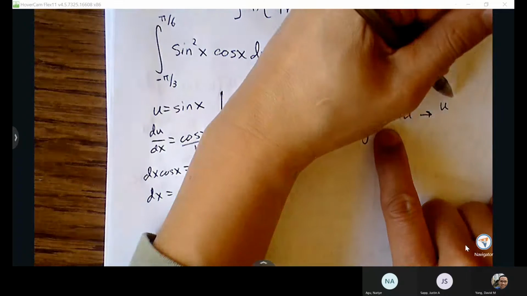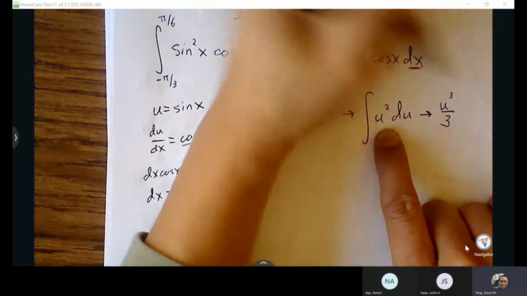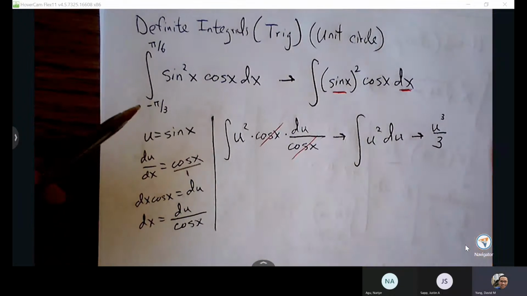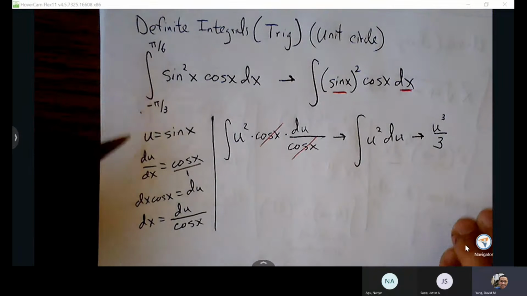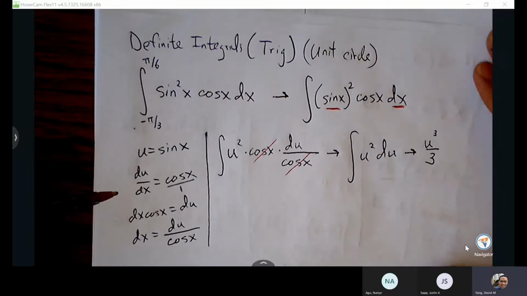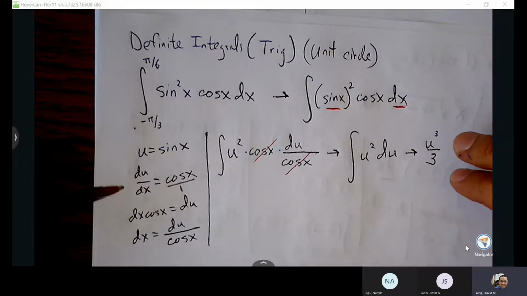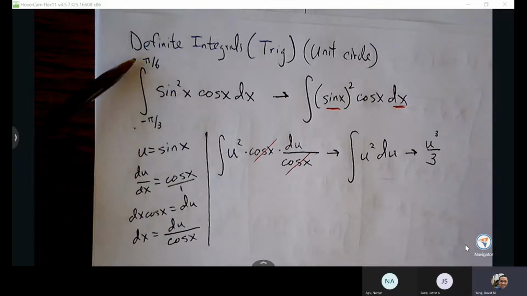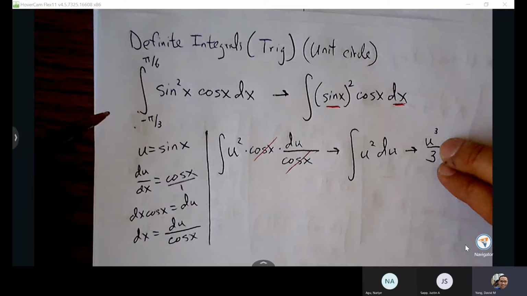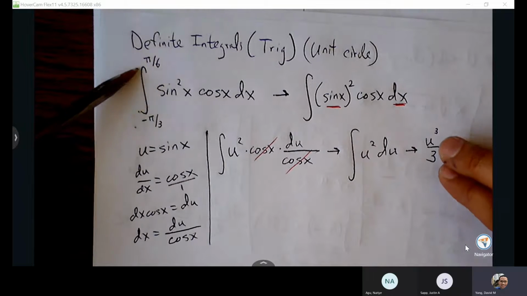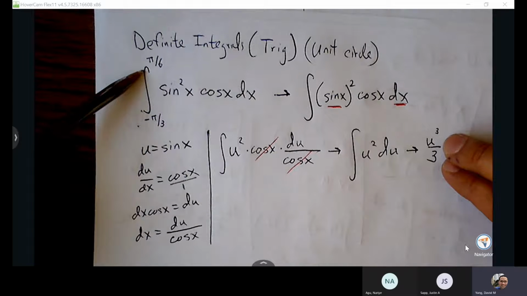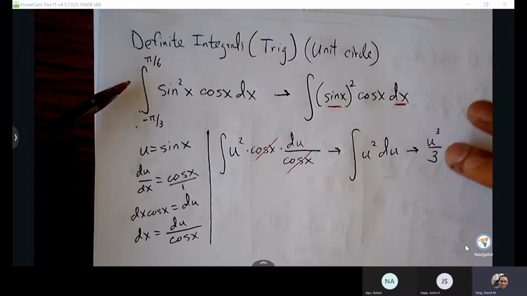U to the 3 over 3. Plus C. Now we do plus C if we didn't have bounds, but we have bounds, so what's next? Good. So either you convert the bounds to be in terms of U, or you convert this antiderivative to be in terms of X, but we don't want to mix these two together, okay? Right now, these bounds are in terms of X, our antiderivative in terms of U. Yeah, let's get this back in terms of X.